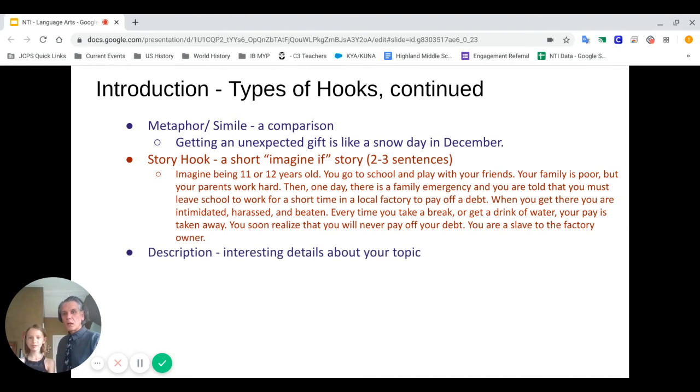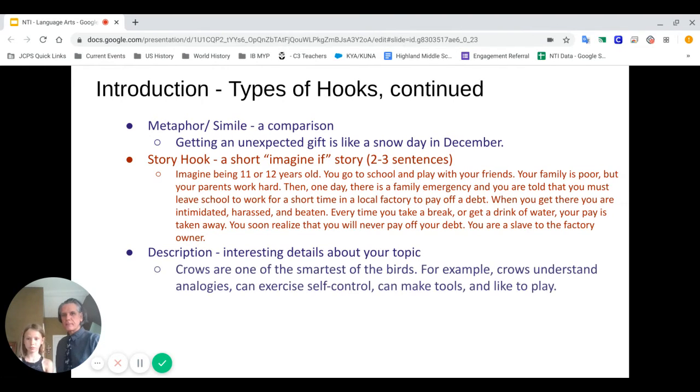So just notice in the story hook, you told a very short story and you're asking the reader to put themselves in the position of this person. So that also gives them a connection to the story. There's also a description. It might give some interesting details about your topic. Crows are one of the smartest of the birds. For example, crows understand analogies and can exercise self-control to make tools and like to play. That's pretty good for a bird, I think.